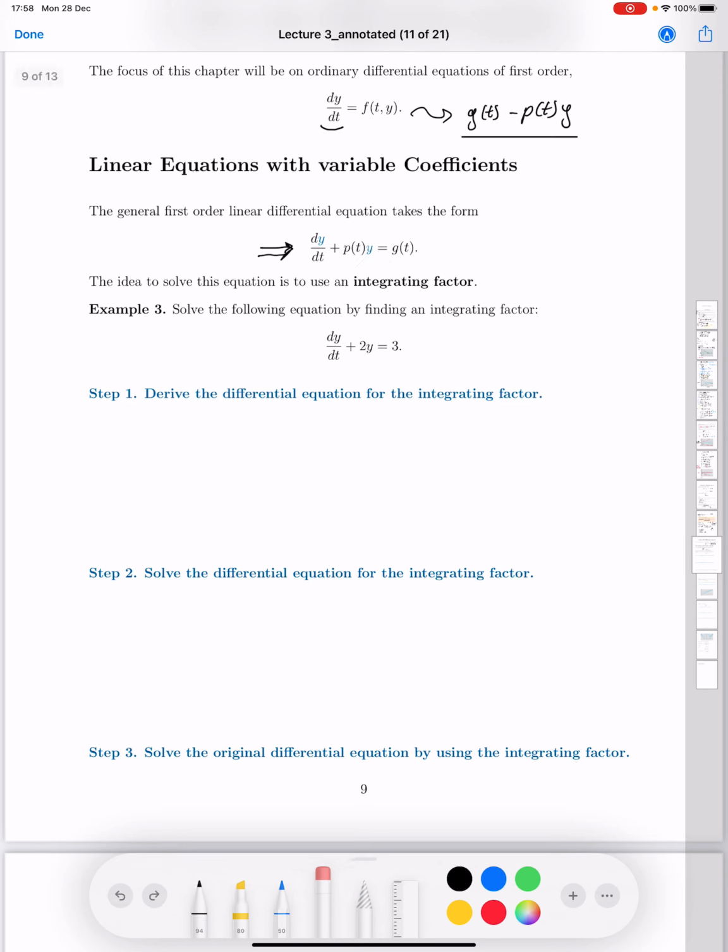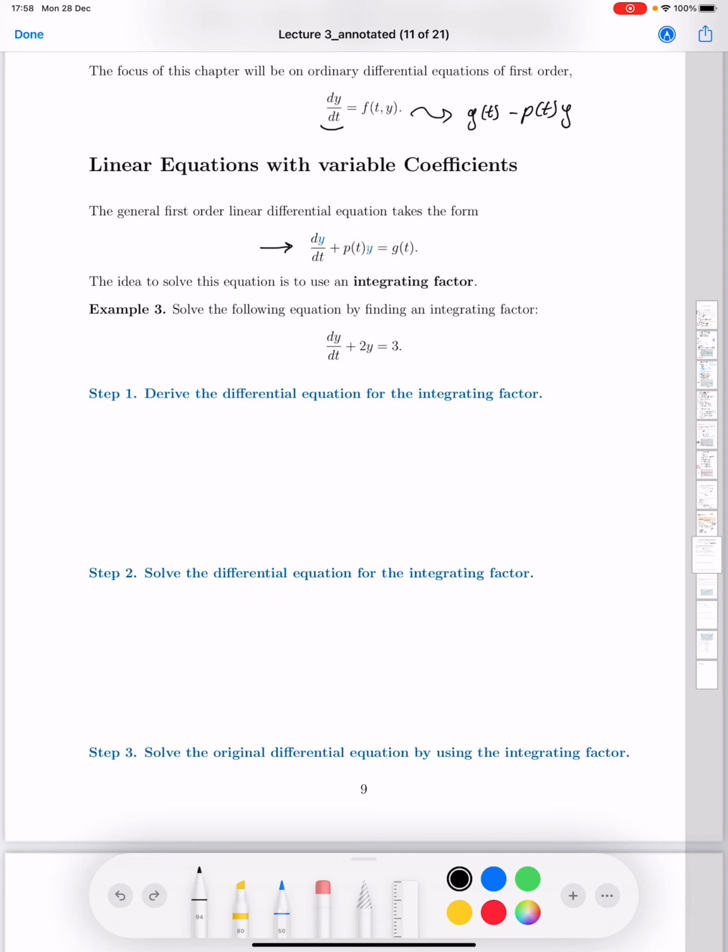So how are we going to solve this equation? You did see examples of this. Actually, both of our examples, the falling object and the population dynamics, are special cases of this. In those examples, though, both p and g were constants. Here we're going to consider the general case when they're time varying.